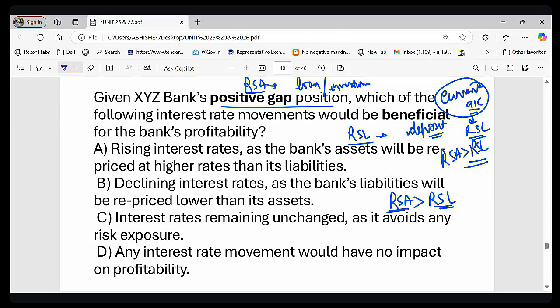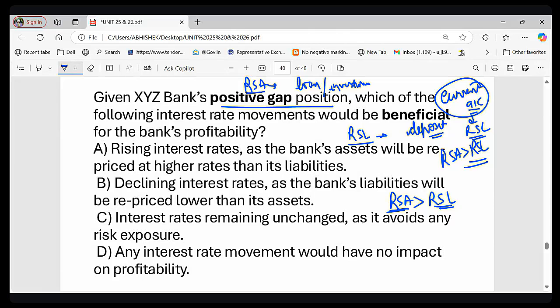So one numerical question is asked where they give you some deposits and ask you to identify which one is the rate sensitive liability and which one is rate sensitive asset, right? So you must know which one is a rate sensitive asset and liability. So all deposits are not rate sensitive.